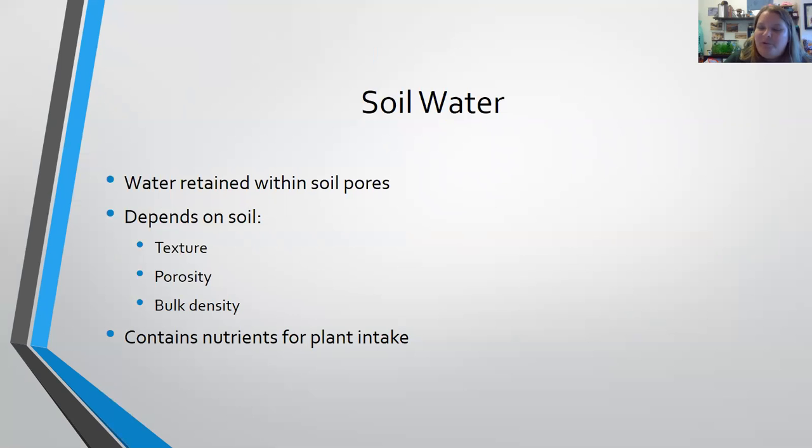We will eventually talk about soil water, but I think that's a little bit later on in the semester when we talk about hydrology. But again, it's something important to think about along with texture, porosity, and bulk density. The water is really important for plant growth, and it also is where the nutrients are for plant uptake. So soil water is very important.